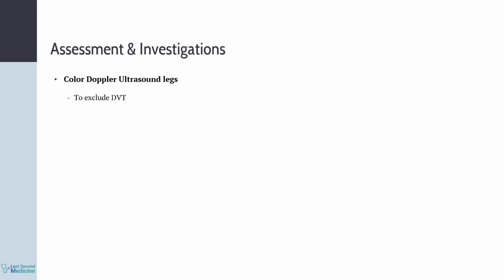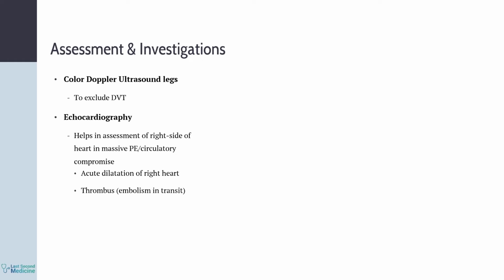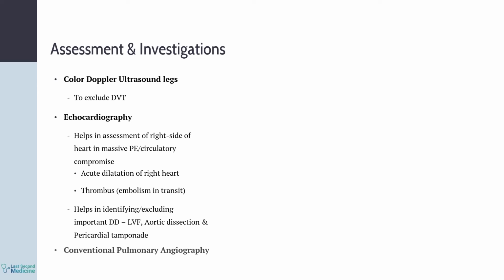Color Doppler ultrasound of the leg veins may be used in patients with suspected PE, particularly if there are clinical signs of DVT. In critically ill patients, bedside echocardiography is extremely helpful in the differential diagnosis and assessment of acute circulatory collapse. Acute dilatation of the right heart is usually present in massive PE. A thrombus, which is an embolism in transit, may be visible. It also helps in identifying or excluding important differential diagnoses, such as left ventricular failure, aortic dissection, and pericardial tamponade.